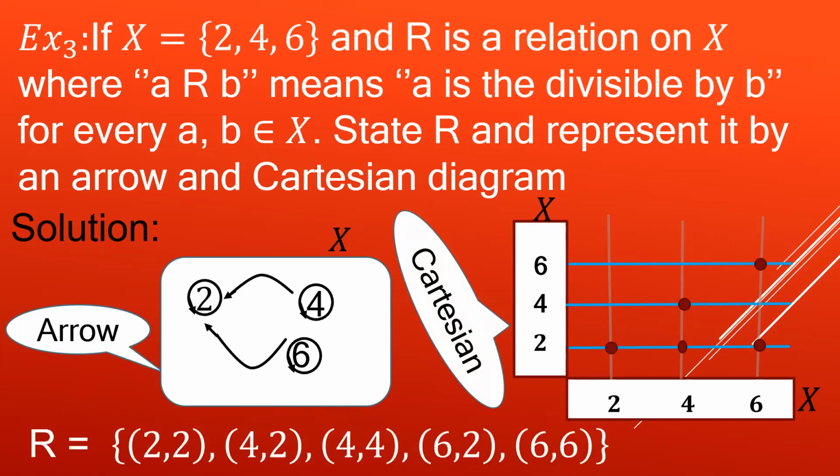Now we can easily write the set of the relation. The first ordered pair, (2, 2), because 2 is divisible by 2. And the second ordered pair, (4, 2), because 4 is divisible by 2. And (4, 4), 4 is divisible by 4. And (6, 2), 6 is divisible by 2. And (6, 6), 6 is divisible by itself. And this is the set of the relation.